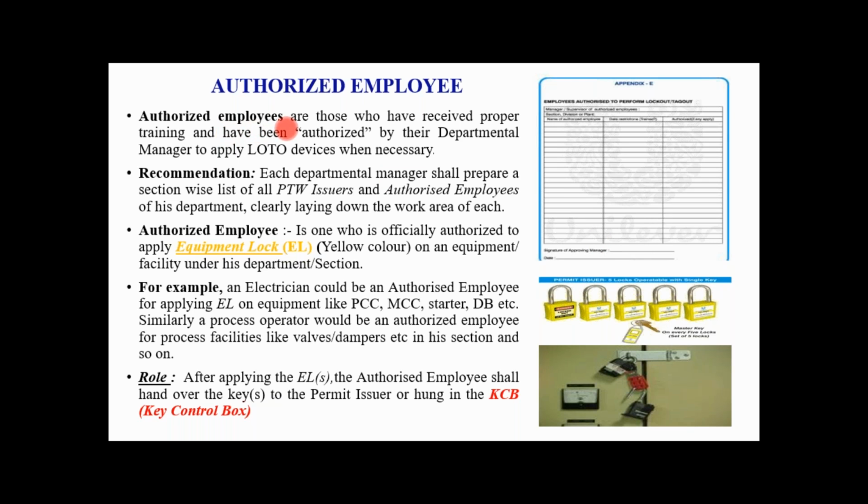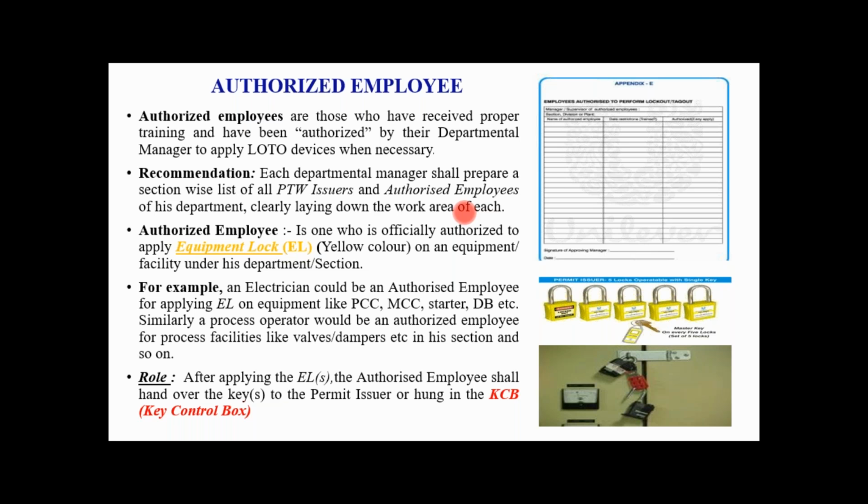Authorized employees are those who have received proper training and have been authorized by their department manager to apply these LOTO devices when necessary. The recommendation is each department manager shall prepare a section-wise list of all permit to work issuers and authorized employees of this department, clearly laying down the work area of each. So if someone is an expert in the pipeline systems which carry steam, then they can act as an authorized employee for these LOTO systems where the same steam is the energy source.